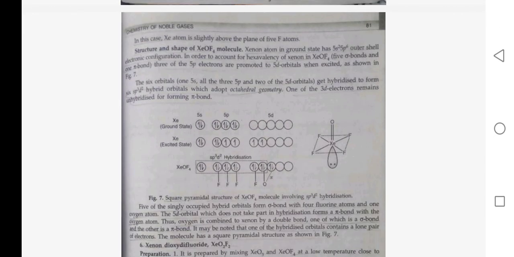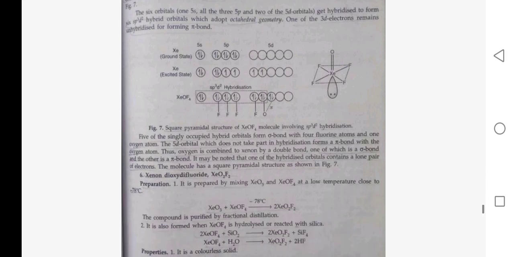Structure and shape of the xenon OF4 molecule. Xenon atom in the ground state has a 5s2, 5p6 outer shell electronic configuration. In order to account for the hexavalency of xenon in XeOF4, 3 of the 5p electrons are promoted to the 5d orbitals. The 6 orbitals undergo hybridization to form 6 sp3d2 hybrid orbitals which adopt octahedral geometry. One of the 5d electrons remains unhybridized for forming a pi bond.